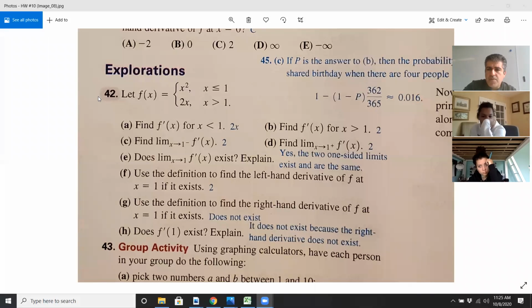So 42 is a piecewise function, x squared and 2x. You have to find the derivatives of these for x less than 1 and x greater than 1. And then find the limit as x approaches 1 from the left of this derivative and 1 from the right of that derivative.